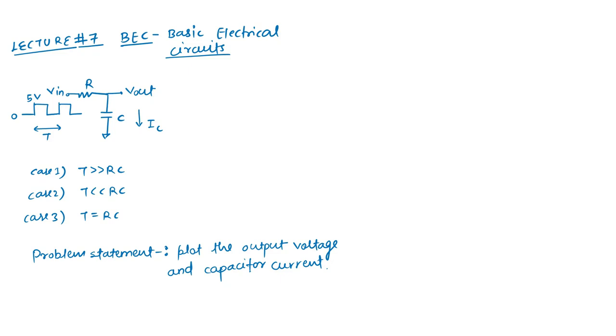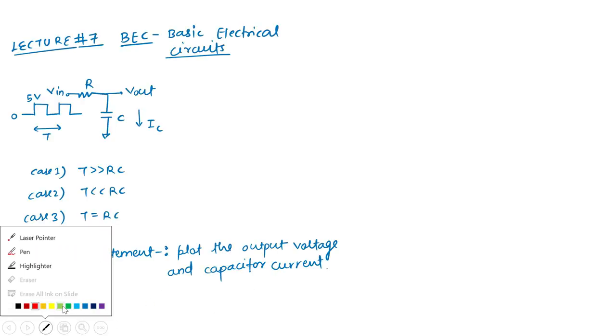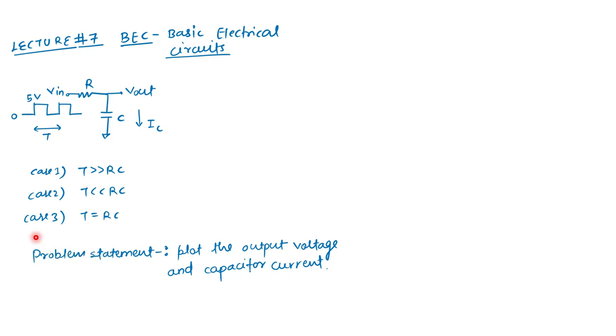Hello friends. So in this video, we will discuss the same RC circuit but with a different input excitation. Here we are using the pulse input with proper repetition. What I mean to say is the square wave we are using here. This is lecture 7 of our basic electrical circuit course, where we are continuing with the RC circuit that we are seeing with a different input at a time.